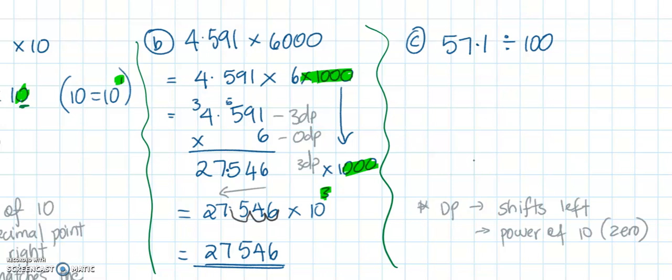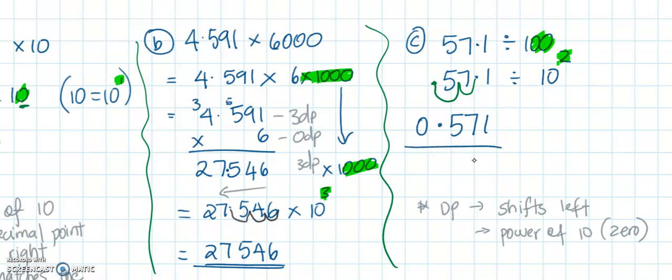Let's rewrite 57.1 divided by 10 to the power of 2. 100 is 10 squared, so the power is 2, matching the 2 zeros. Because we are dividing, we shift left, matching the power, 2 places, 1, 2, and we end up with 0.571. We always put a 0 in front. So we get 0.571.